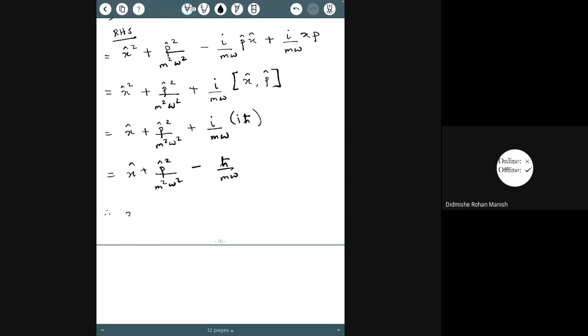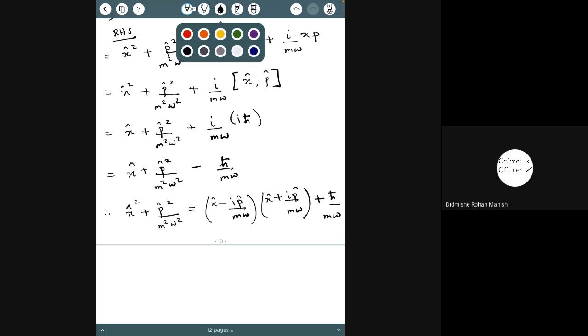What have we got? We have that x squared plus p squared by m squared omega squared is equal to x minus ip by m omega into x plus ip by m omega, plus h cross by m omega. So we have an extra term here. This looks like V dagger, if you like. This looks like V, but we have something extra over here.